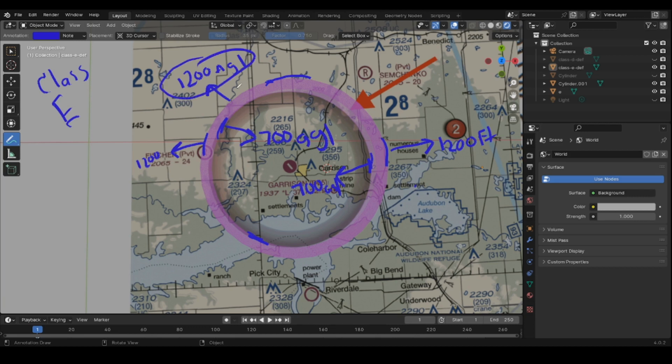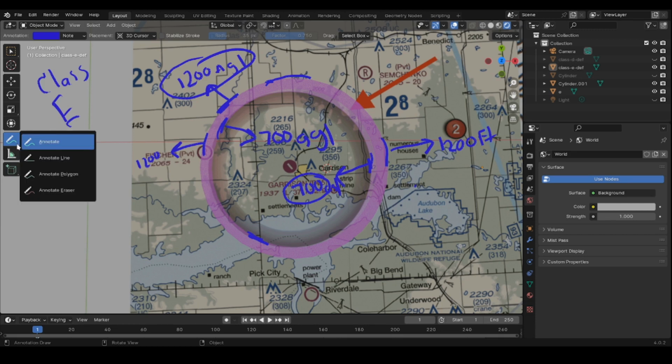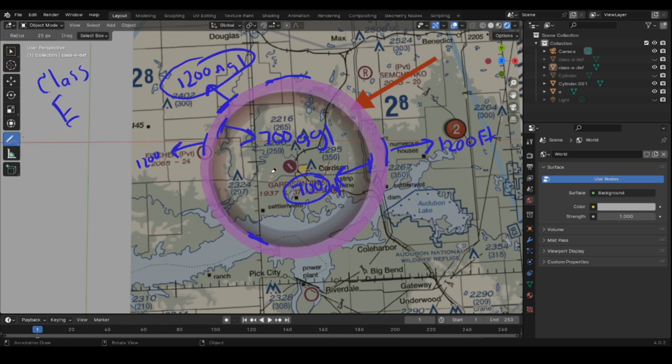So outside of the border, 1,200 feet AGL. Inside is 700 feet AGL. So technically, and the most important thing with this, technically, you can fly your drone inside Class G airspace, but it's a big but. It's a big but for me.